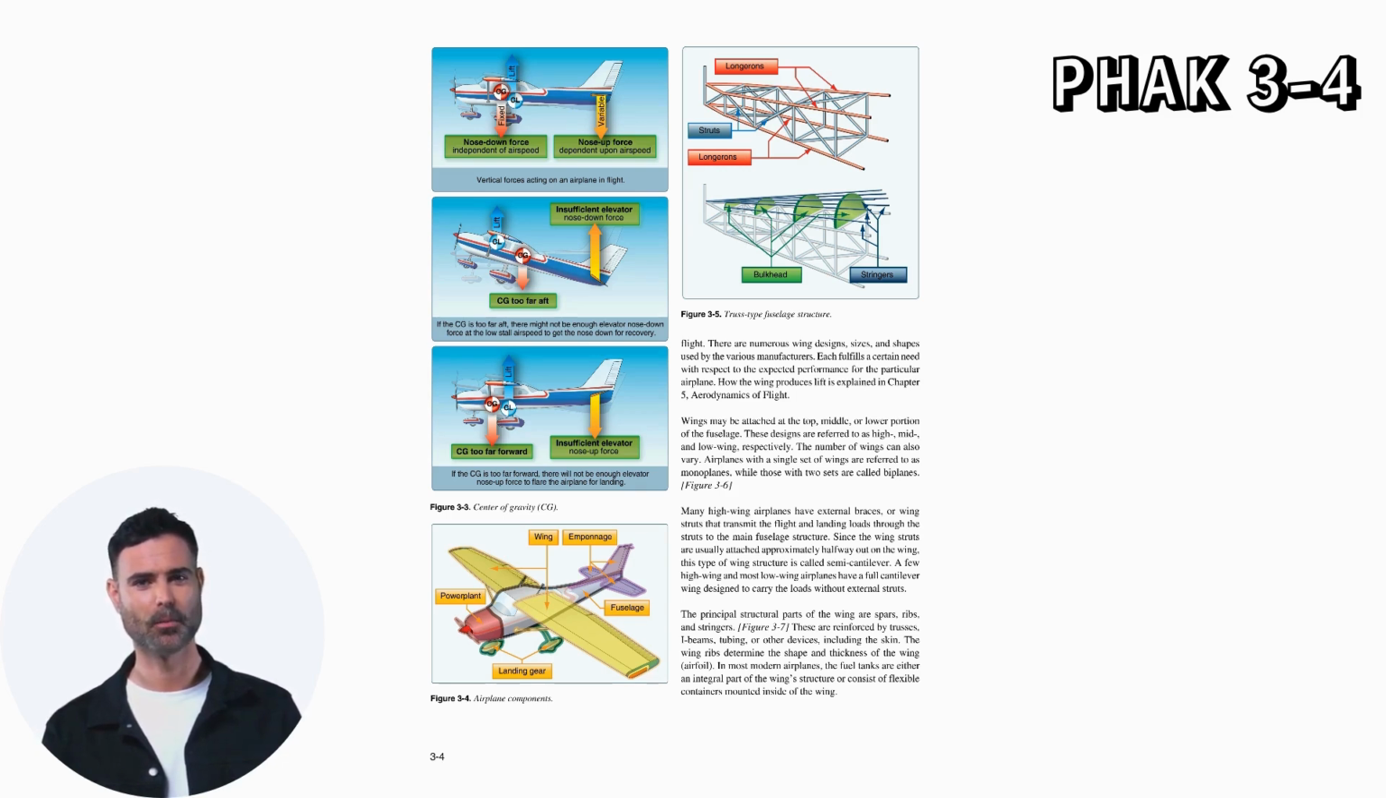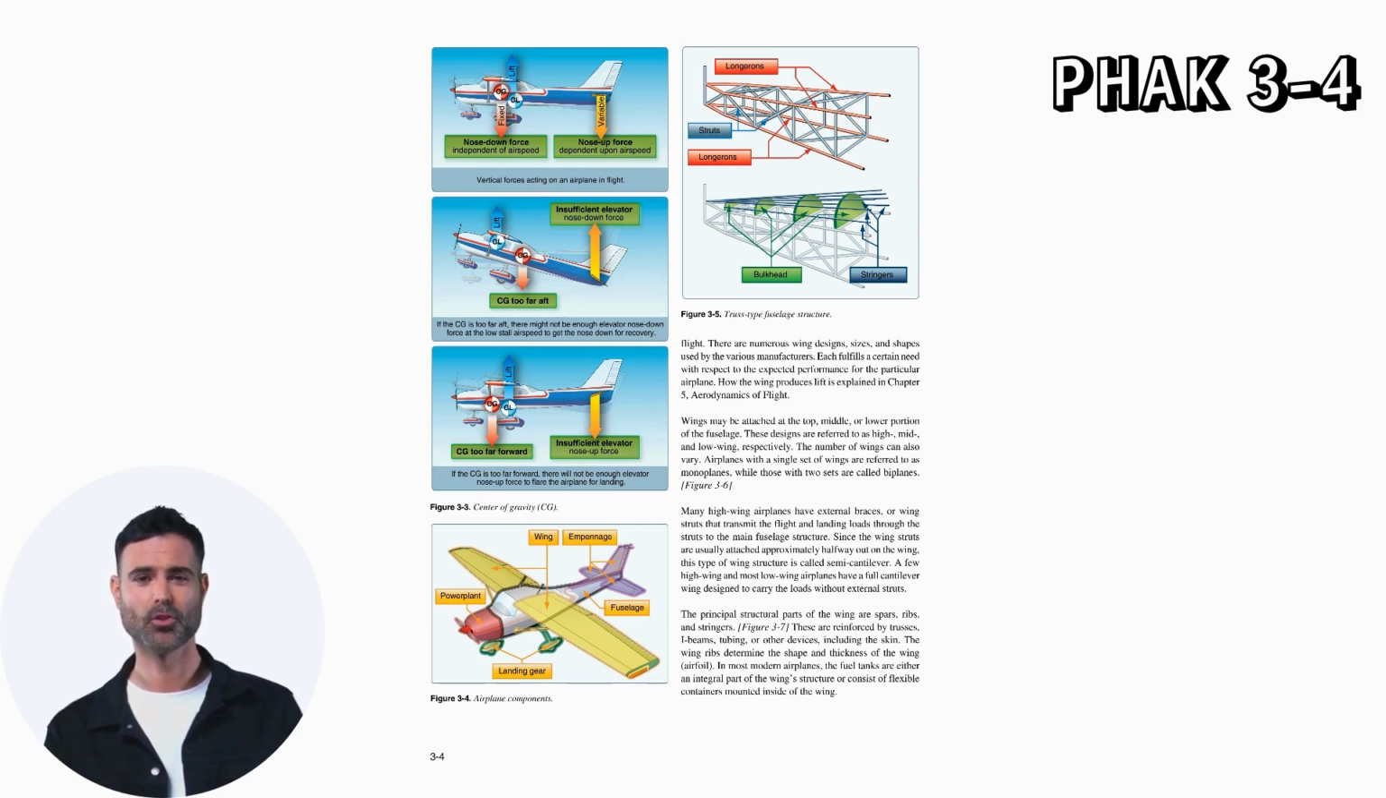Many high-wing airplanes have external braces or wing struts that transmit the flight and landing loads through the struts to the main fuselage structure. Since the wing struts are usually attached approximately halfway out on the wing, this type of wing structure is called semi-cantilever. A few high-wing and most low-wing airplanes have a full cantilever wing designed to carry the loads without external struts.